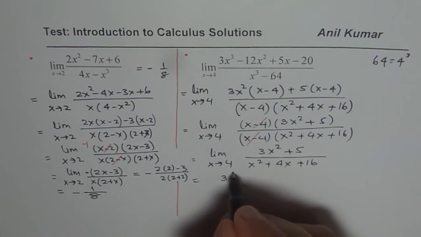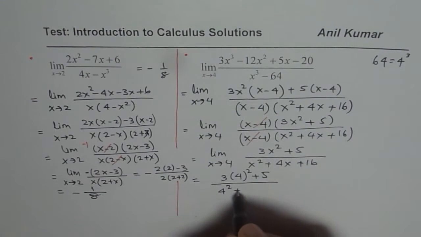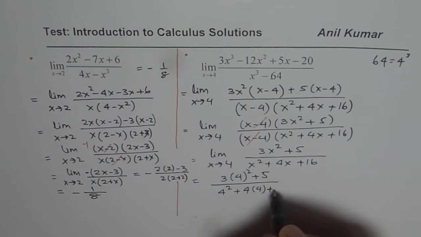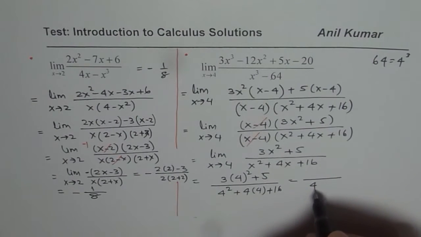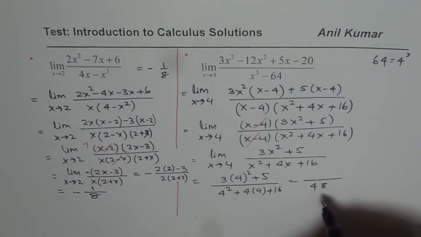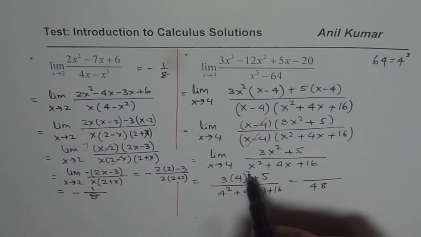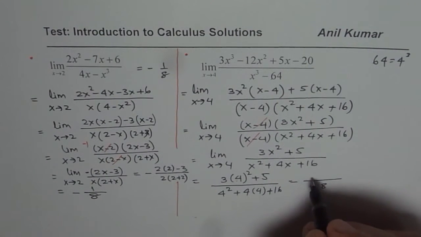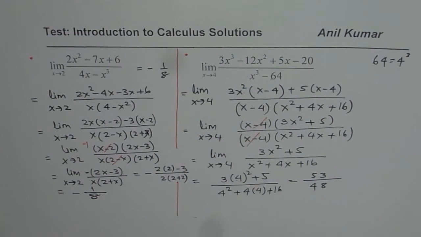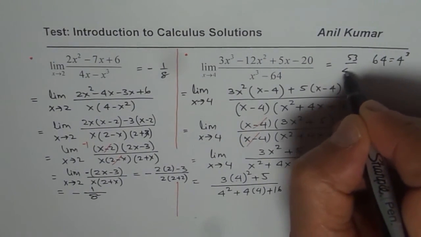Substituting 4, we get 3 times 4 squared plus 5 divided by 4 squared plus 4 times 4 plus 16, right? So 16 times 3, 48 is in the denominator. There are 3 16s here, right? So we could write 3 times 16 or 48. And the numerator is 4 squared is 16, 16 times 3 is 48, 48 plus 5 is 53, right? So 53. Anyway, you can use a calculator also to find the answer, right? So we get this answer as 53 over 48, right?